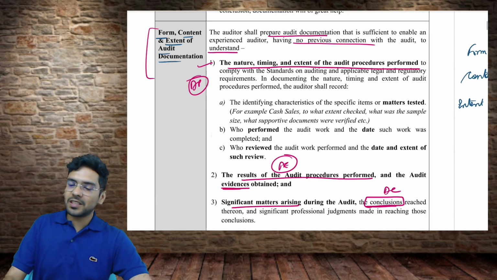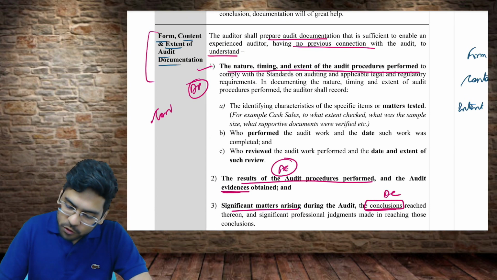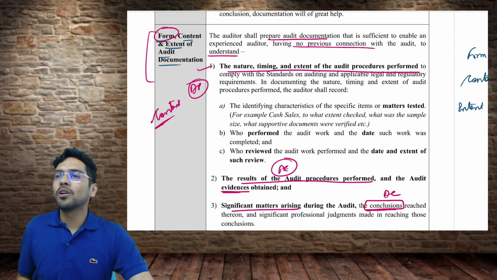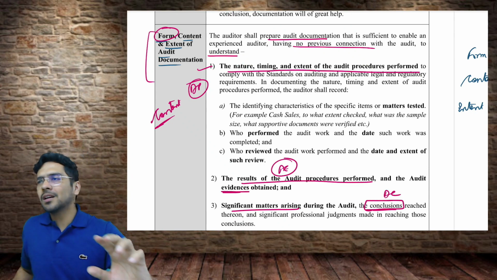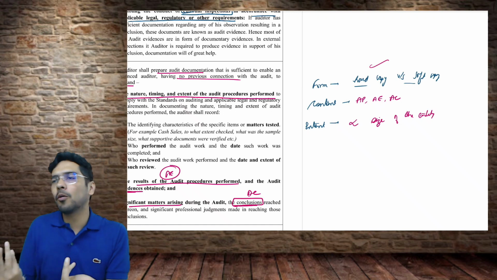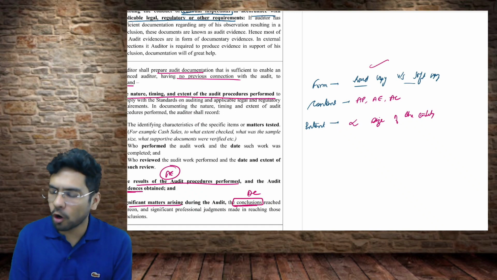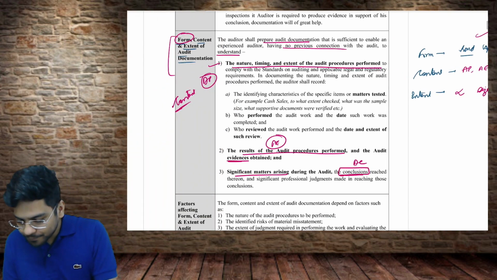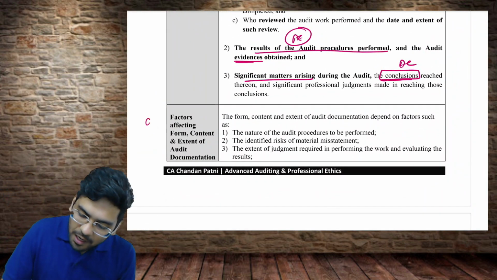So this is basically only talking about content. Don't you think it is only talking about content? They have not mentioned anything about form or extent. Form means simply this, that is why I made you understand: form can be a hard copy, it can be a soft copy, an electronic copy basically. Content again, AP, AE, and AC. But then I feel this can be an important question.